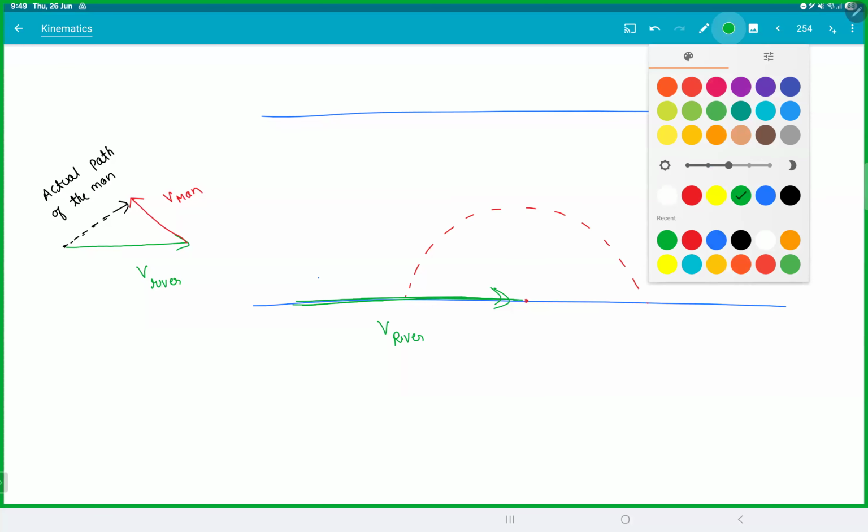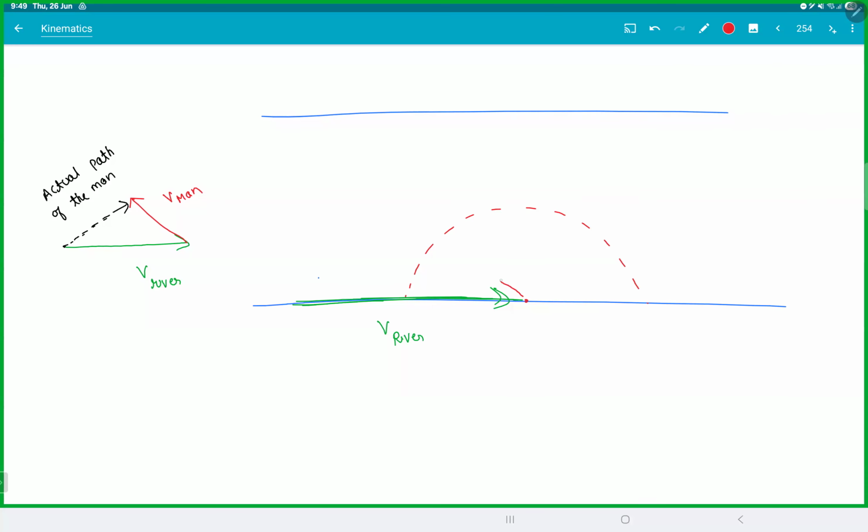Let's say you decide to choose this vector. You can choose any vector. Let's say if I decide to choose this vector, this is point 1. So what will be the resultant vector? From the tail to the head, if you choose this vector 1, the man will go along this direction. That means he will go straight. He will reach this point on the river 1.